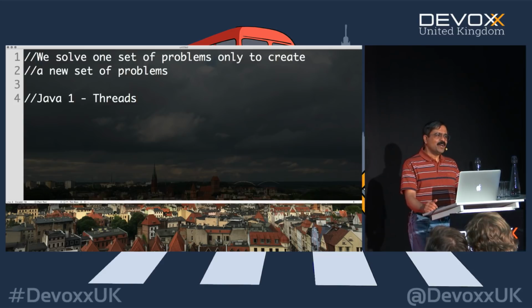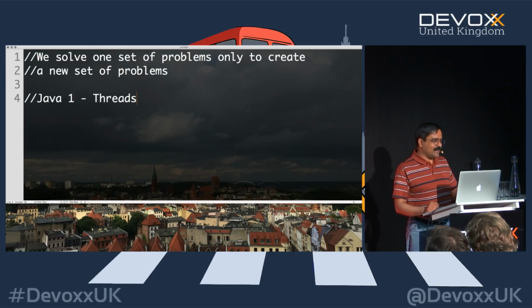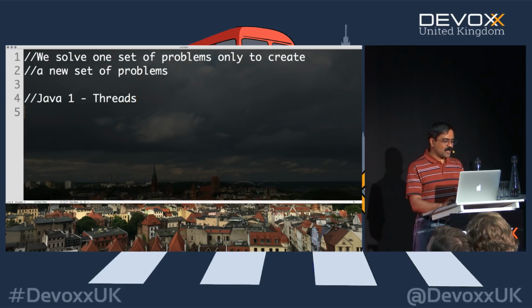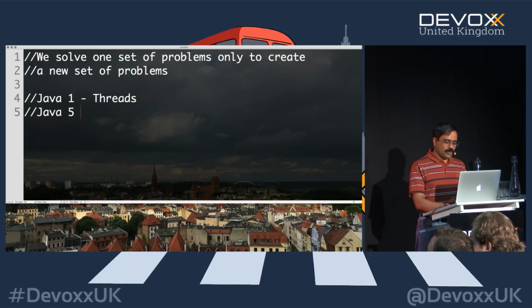Well, the catch is, we realize that threads are really not that lightweight. It is not really a good idea to create thread after thread after thread. We realize that's not what we want to do. What did Java 5 do for us?